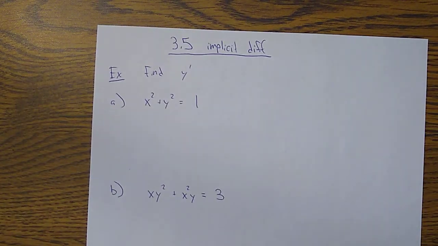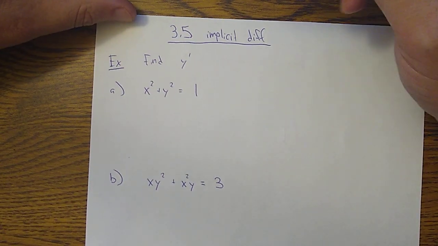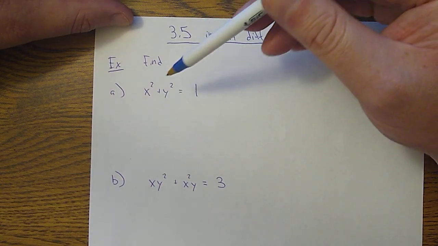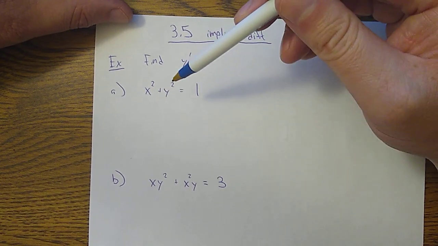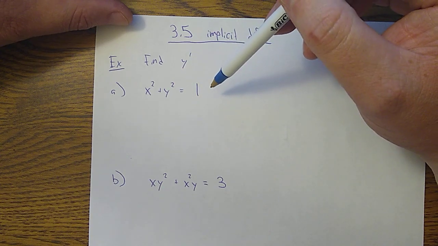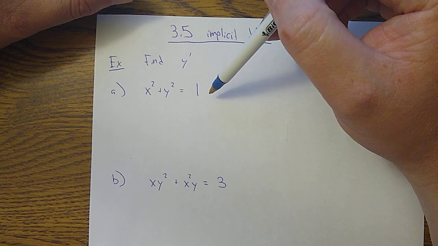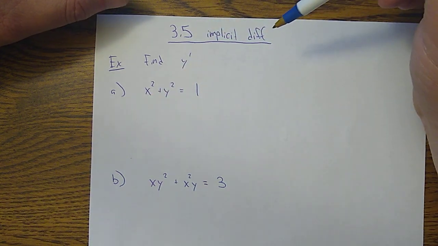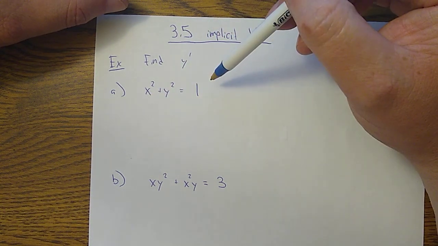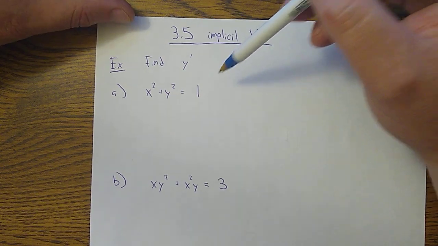Okay, so here's a video about implicit differentiation. What this is about is finding a derivative if y isn't really given as a formula in terms of x. It's like you have an equation involving both x and y.